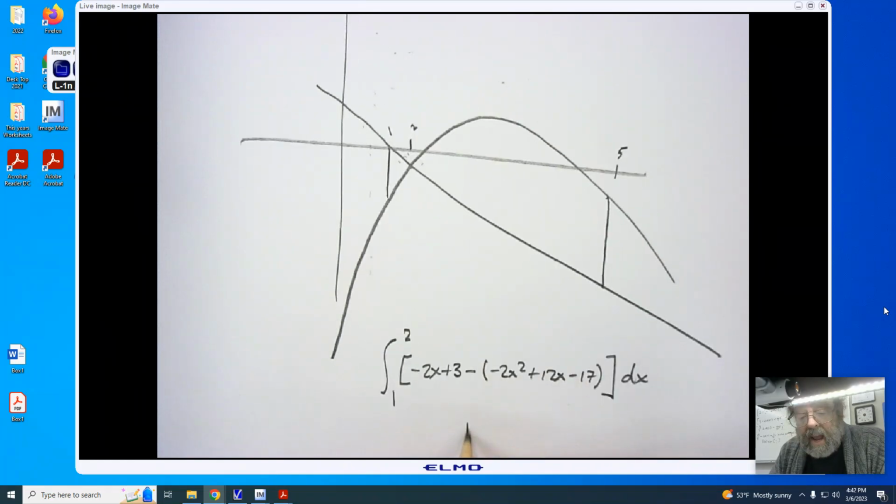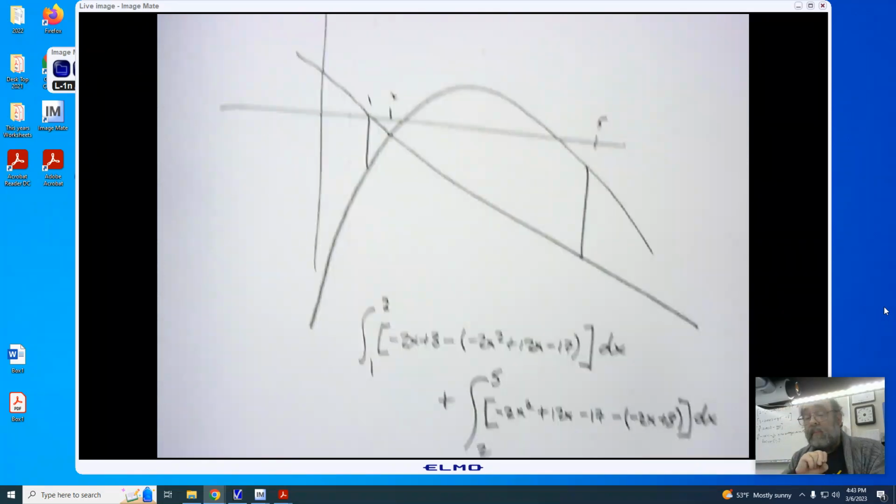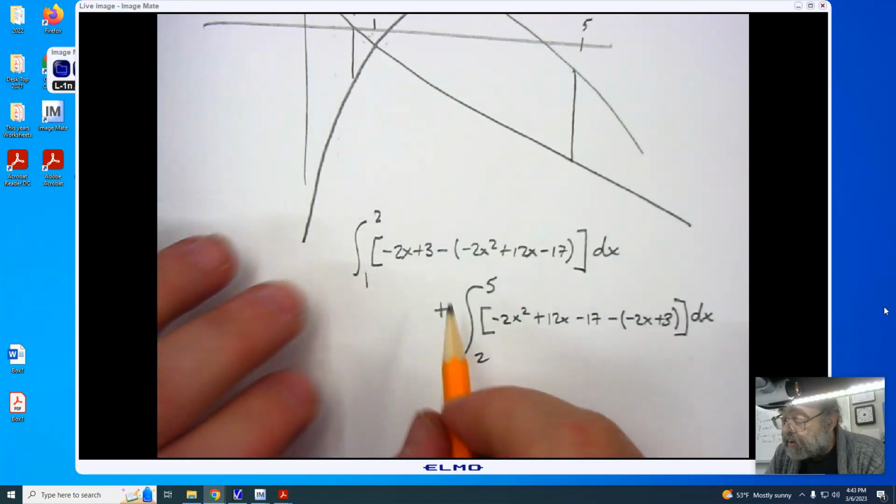dx. And we're adding to it the integration from 2 to 5. Now we have the quadratic in front, so it's negative 2x squared plus 12x minus 17, and we are subtracting the negative 2x plus 3 dx. And this is what we're going to have to work with. So the first thing I want to do is simplify.